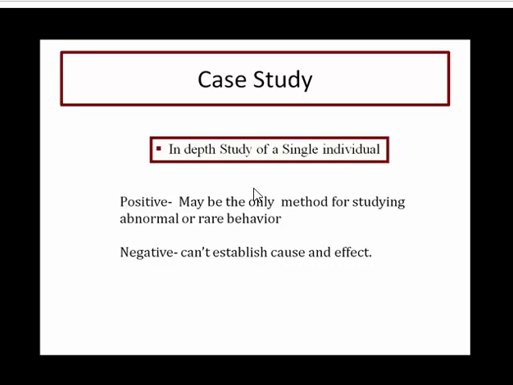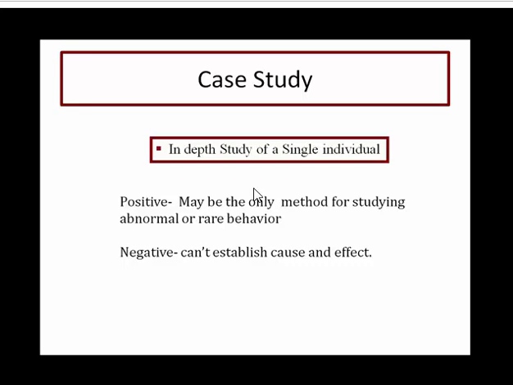So a case study is an in-depth study of a single individual. The positive is that it may be the only method for studying abnormal or rare behavior. For example, I can't think of another way to study Phineas Gage's behavior. We can't do surveys of people who get rods through their heads. We definitely can't do an experiment on people. We could try it on animals. We can't do a correlational study, and a case study is very similar to naturalistic observation, which we'll look at next.